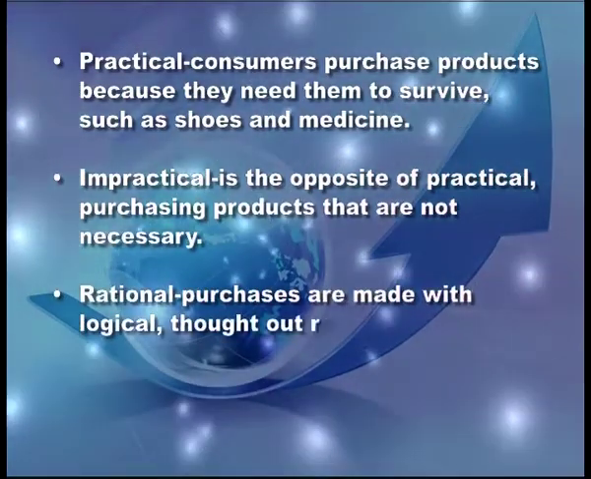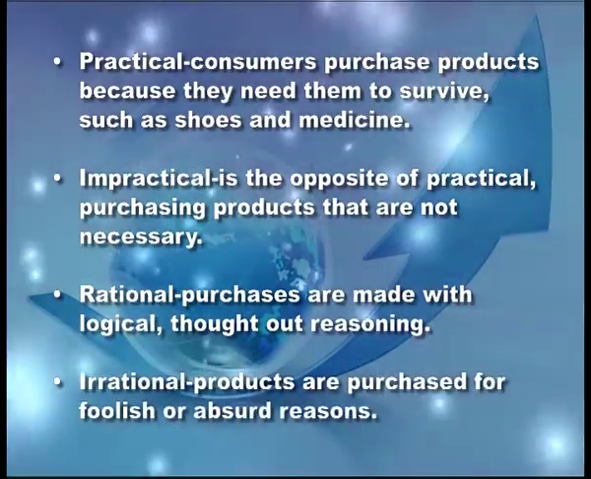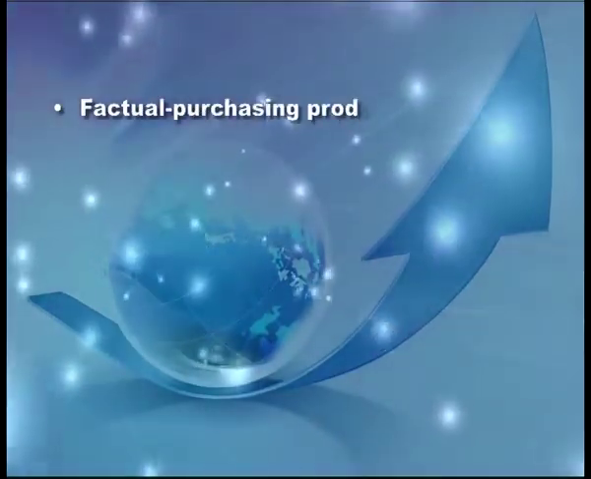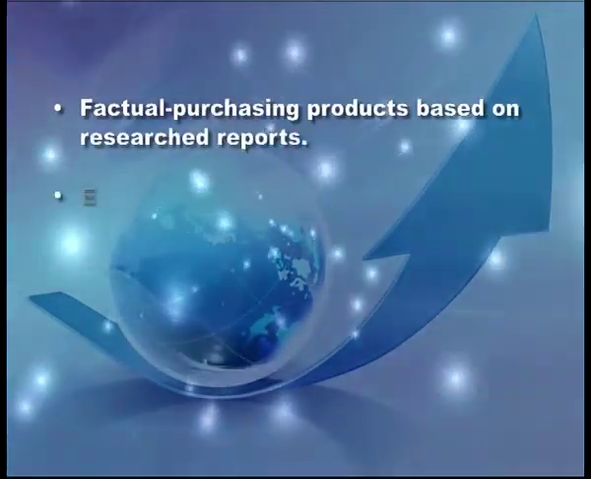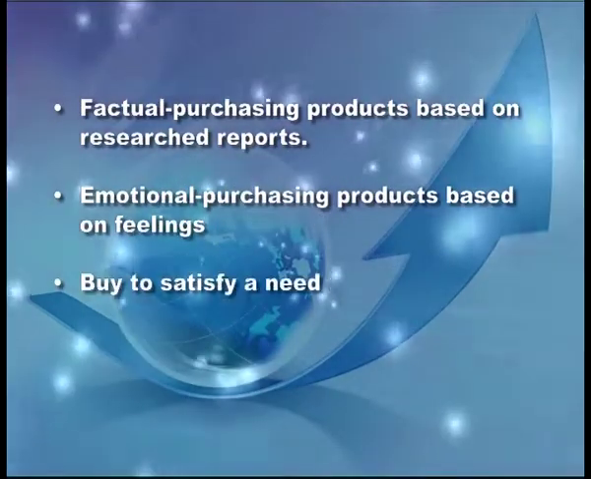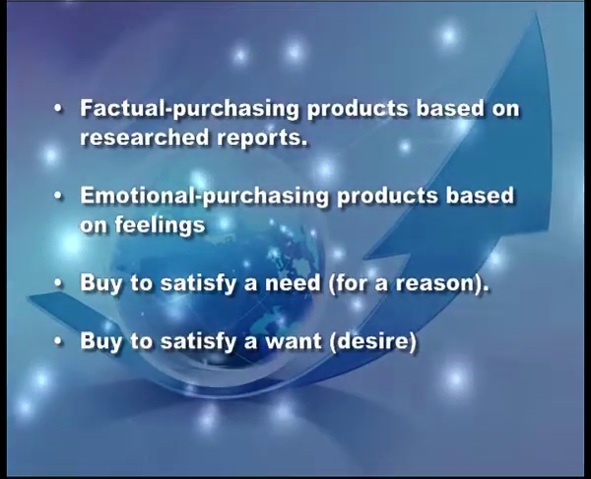Rational: purchases are made with logical, thought-out reasoning. Irrational: products are purchased for foolish or absurd reasons. Factual: purchasing products based on researched reports. Emotional: purchasing products based on feelings. Buy to satisfy a need, for a reason. Buy to satisfy a want, a desire.